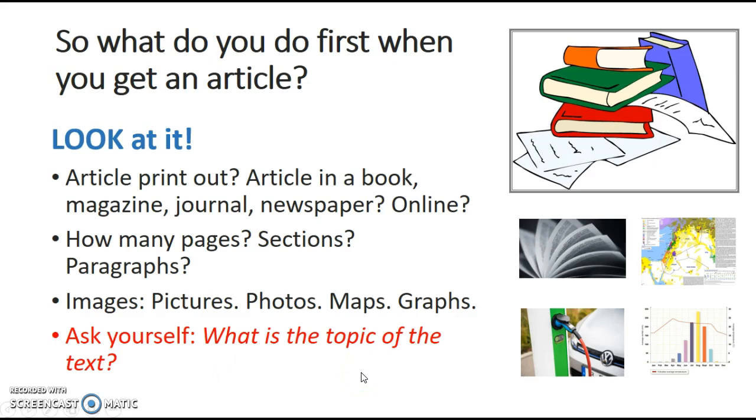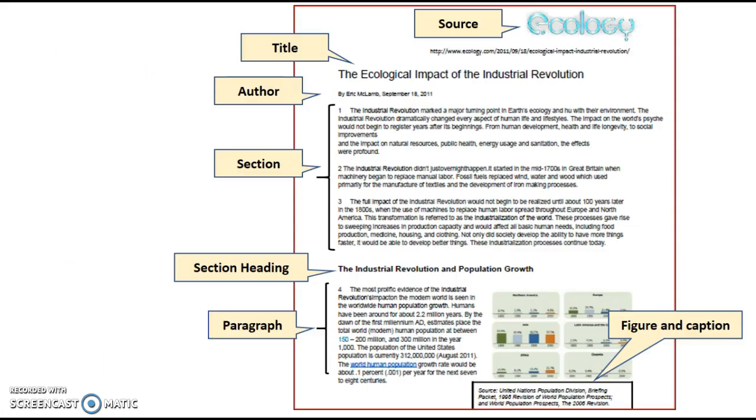Let's take a closer look at an article. Well, first of all, we want the source. The source is the name of the magazine or journal or book where the article is published. Sometimes you'll see this. This is the URL. This is where the article can be found on the internet. The internet is just like a big library. It has lots and lots of articles. It has lots and lots of books and websites and many different things.